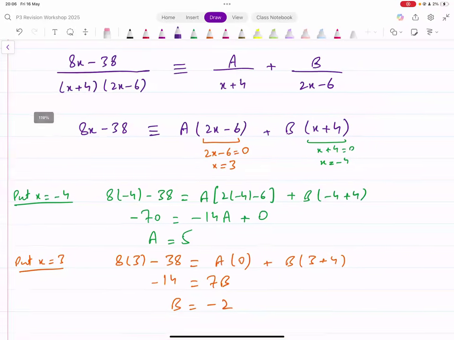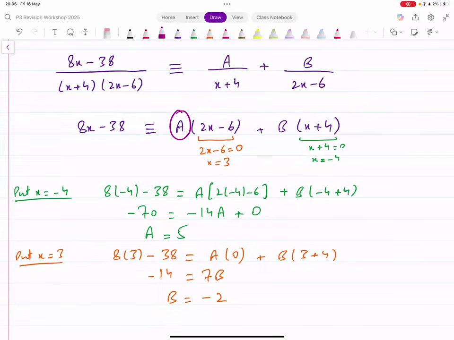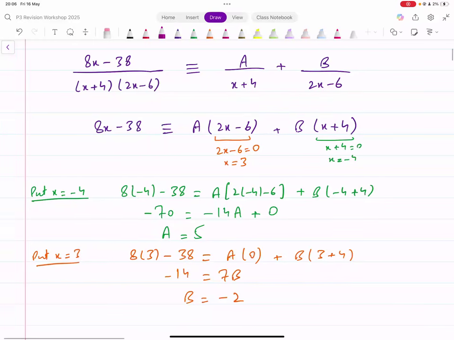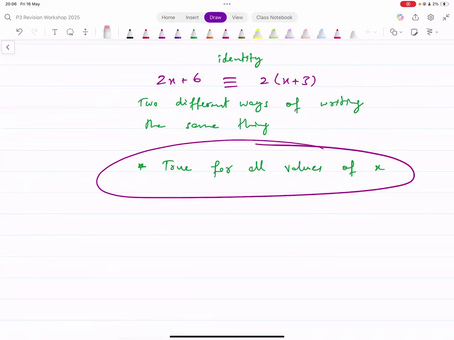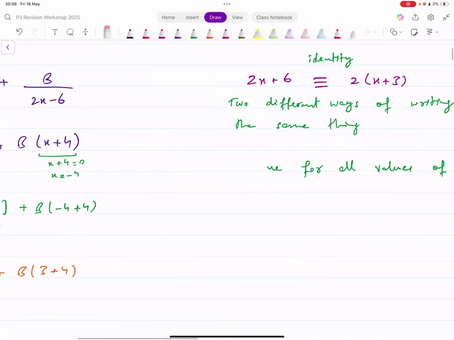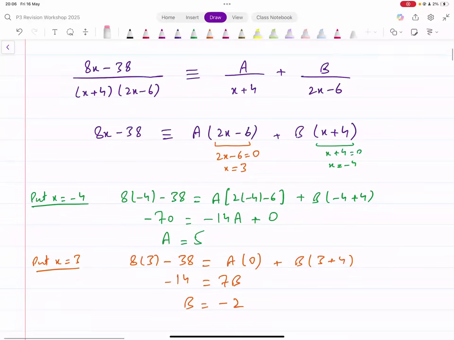Then the idea is we want to find the values of a and b. For that, we input some specific values of x that would eliminate one of these unknowns so that we can find the value of the other unknown. Since these are identical to each other, the left-hand side and the right-hand side, this identity is going to be true for any value of x. So we can input any random value of x and both sides would be satisfied.